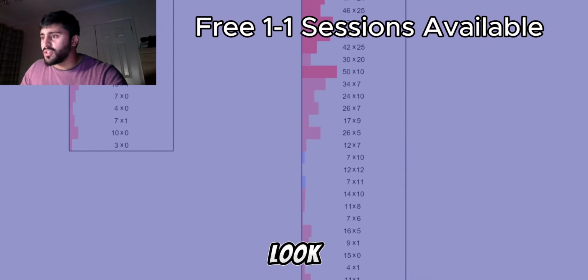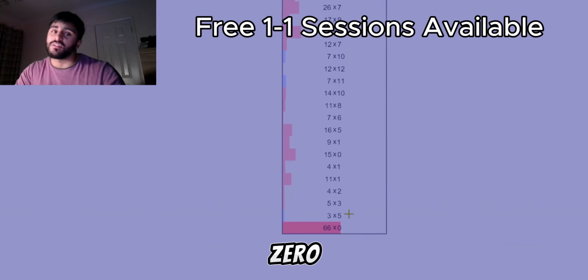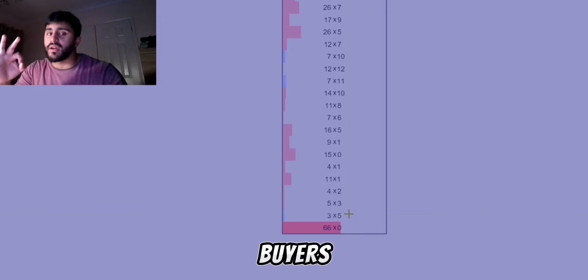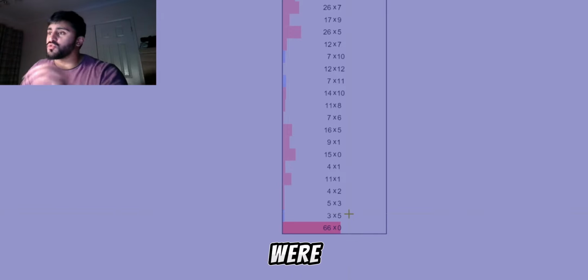In fact, when we look at the order flow and really dissect it down, you had these numbers over here. You had 66 for 0. So there were no aggressive buyers in this zone. There were only aggressive sellers. The aggressive sellers were driving price lower. But guess what happened? At this bullish fair value gap, we saw a rally higher.